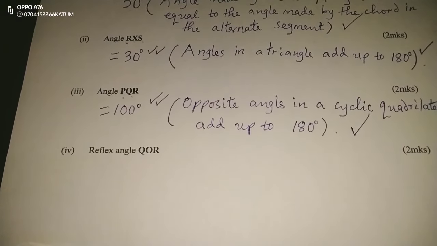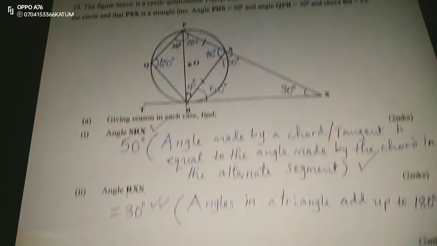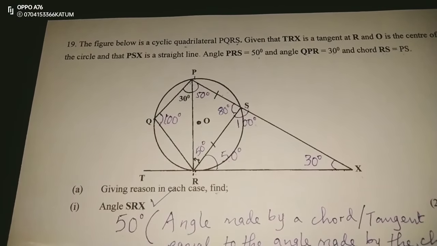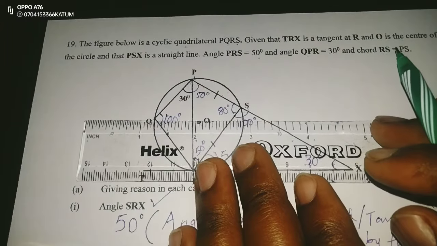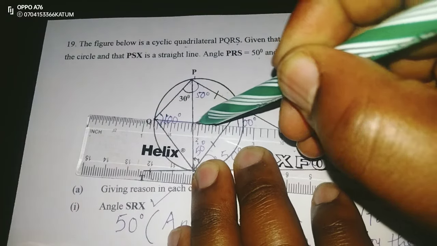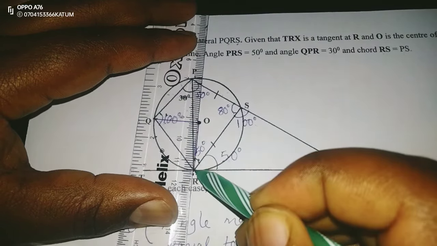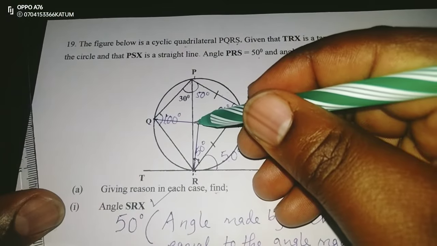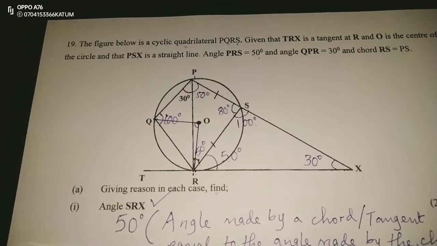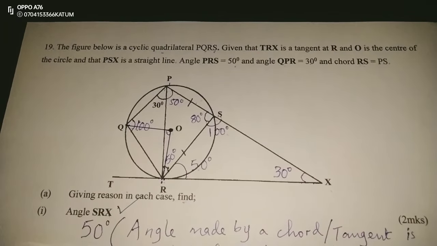Finally, on the angles, we are told to find the reflex angle QOR. So QOR must be made, that is QO, then again down to R. We want the value of that angle QOR. First of all, we'll get that angle following some properties of angles in a circle.